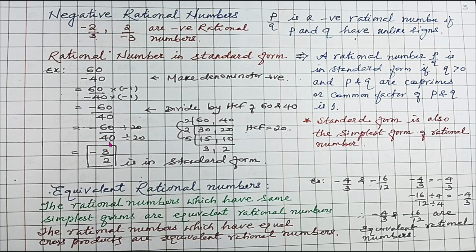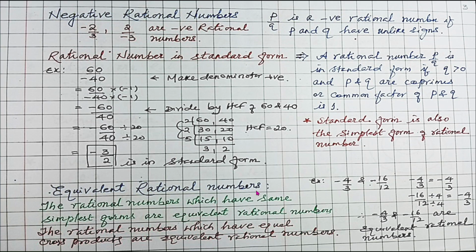Therefore, the procedure is, a rational number p by q is in standard form if q is greater than 0 and p and q are co-primes, or the common factor of p and q is 1. Standard form is also the simplest form of the given rational number. Therefore minus 3 by 2 is the simplest form of 60 by minus 40, where 3 and 2 are co-primes, have a common factor of 1, and there is no negative sign in the denominator. This is the standard form, or also the simplest form of the given rational number. You have to follow this procedure to write a given rational number in standard form or in the simplest form.